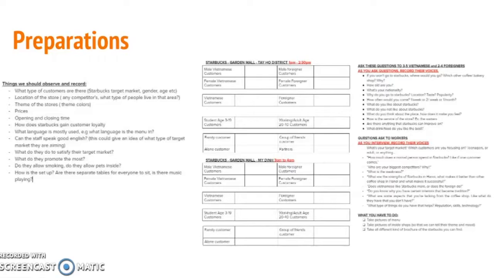One of the things that was helpful was how we made tables and questions and observations we needed to do before we went and did our primary research. This was helpful because when we went to Starbucks, we knew exactly what to do. This way, we did not waste time and got some good information.